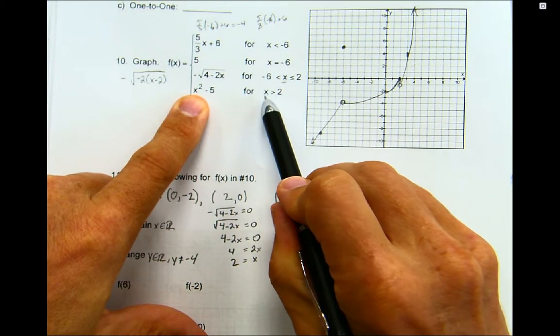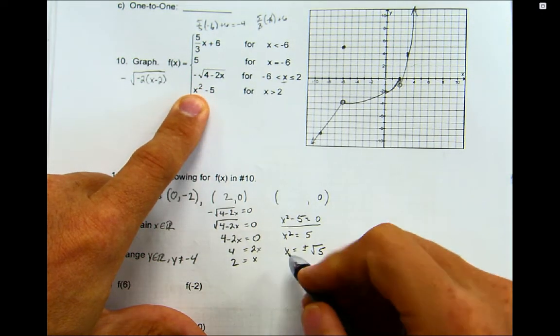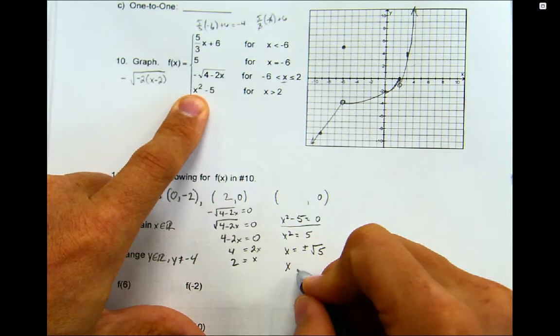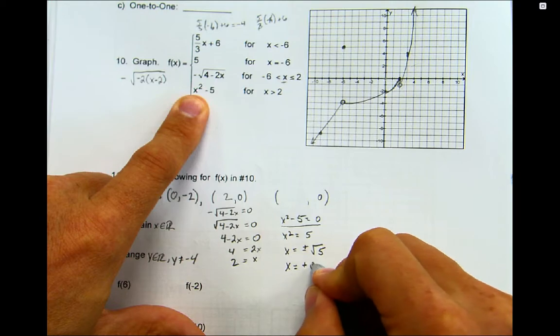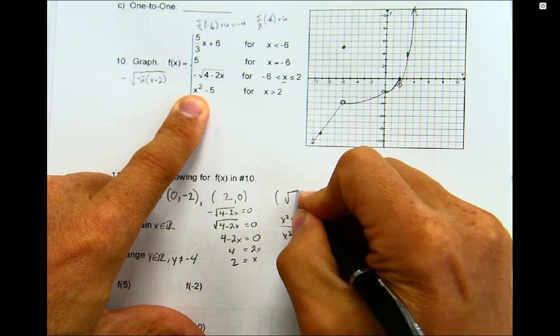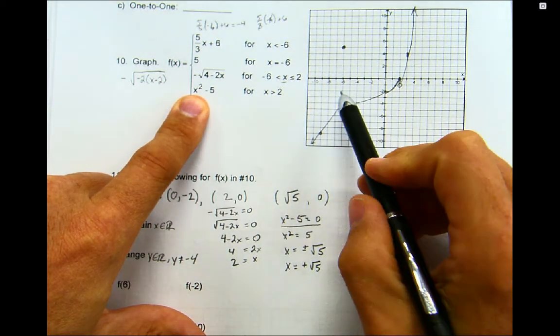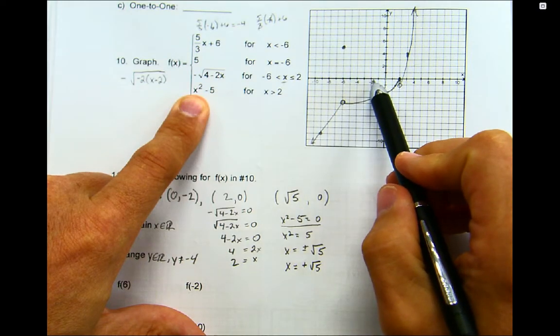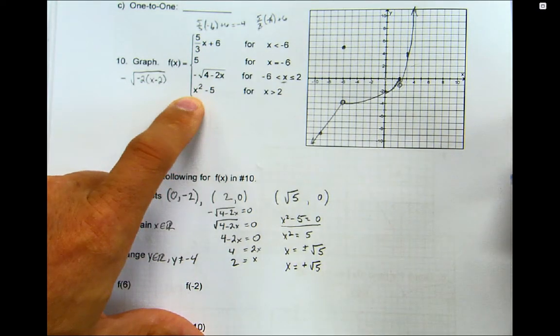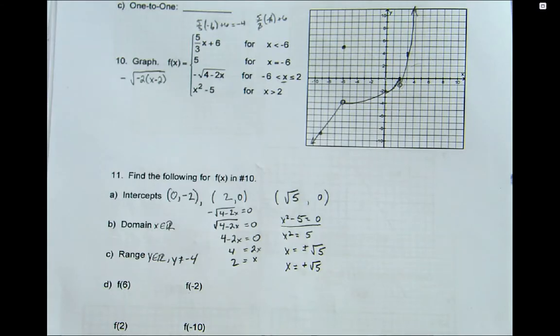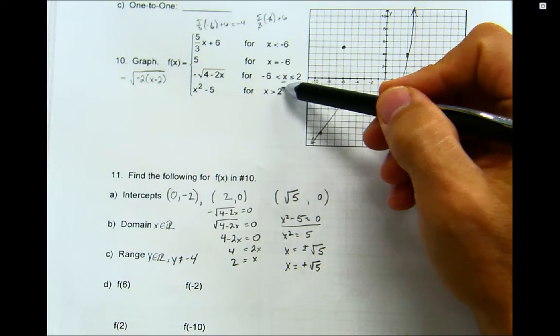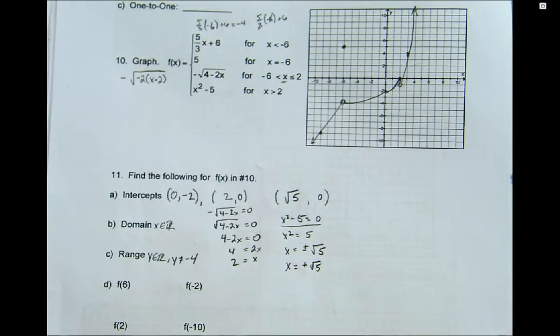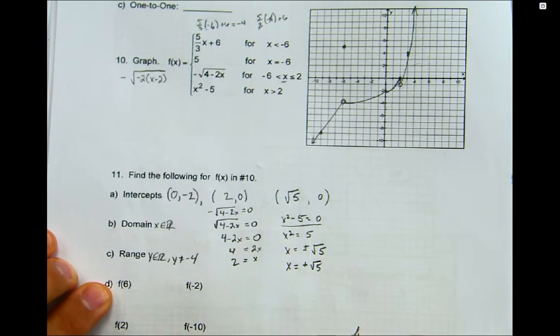And it's only good for when x is greater than 2. So I can only use the x-intercept of plus square root of 5, because the square root of negative 5 is over here someplace, and it's not an x-intercept there. It's not part of the domain of this function. Okay, and just a couple more here.